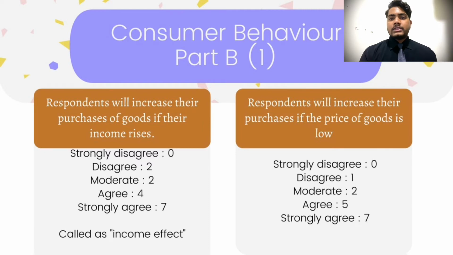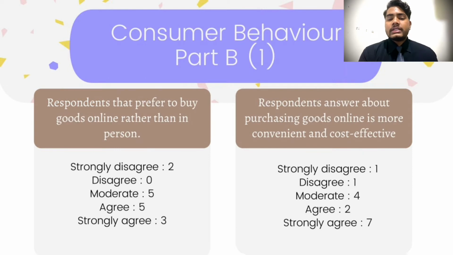For the next statement, respondents will increase their purchases if the price of goods is low. Strongly agree was chosen by 47% of respondents, continued by 33% agreed, 13% moderate, 7% disagree, and 0% strongly disagreed. Furthermore, respondents that strongly agree to buy goods online rather than in person are 3 people. Agree and moderate are 5 respondents each, and 0 disagree, whilst 2 strongly disagree.